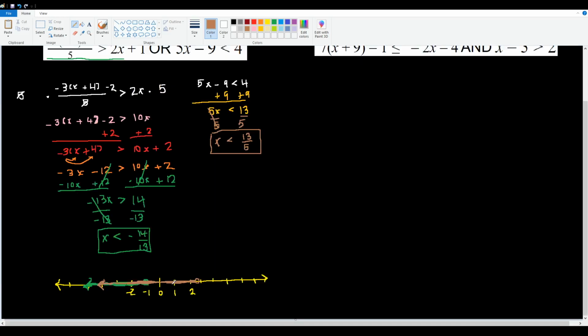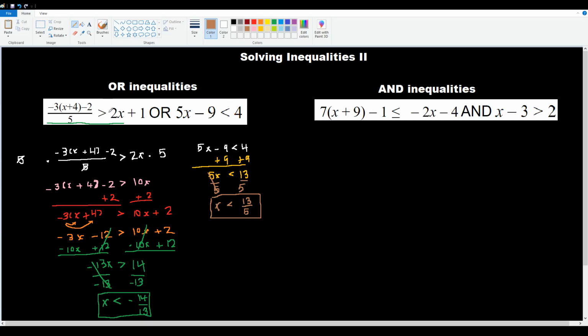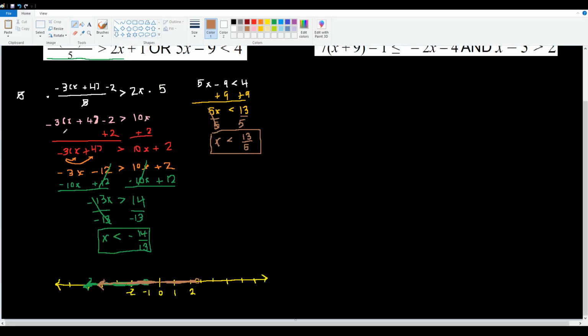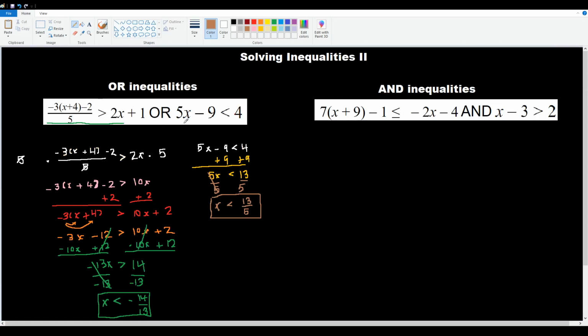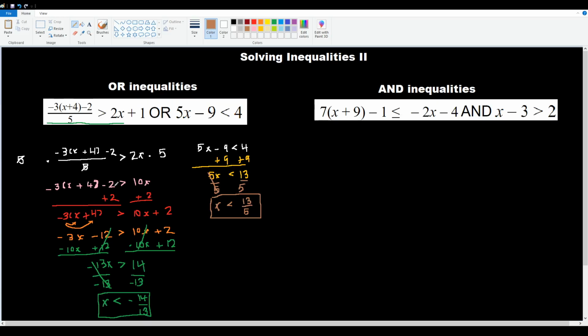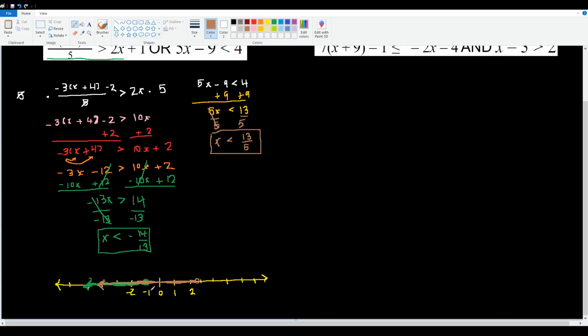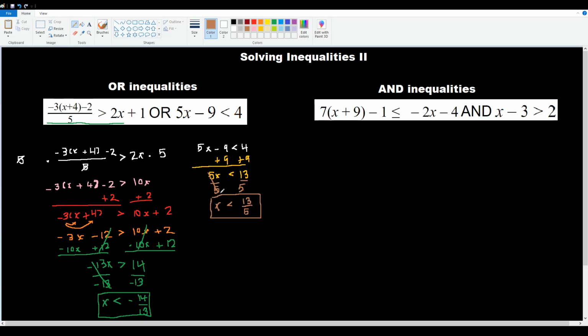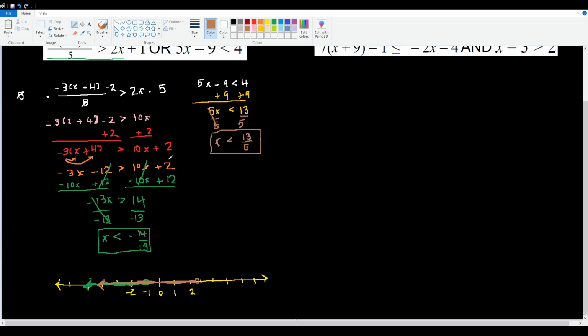A value of 1 will satisfy this entire thing, because it's this inequality, or 5x minus 9 is less than 4. Even though that value of 1 is outside the range of solutions for this one, it still fits into the other one, and it counts because it's an or inequality. You only have to satisfy one of them at a time. If you satisfy both of them, that's great, but you don't have to satisfy both of them.